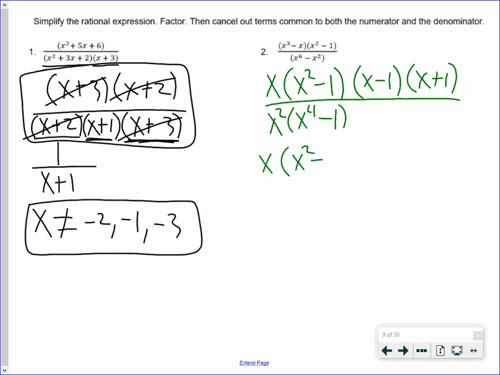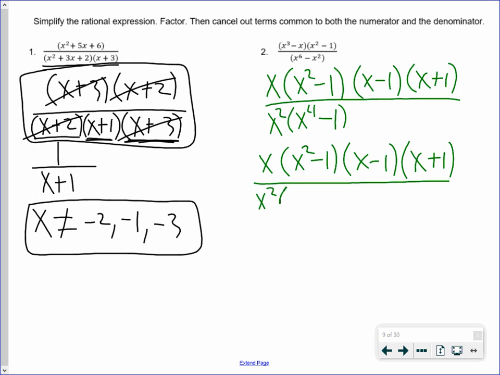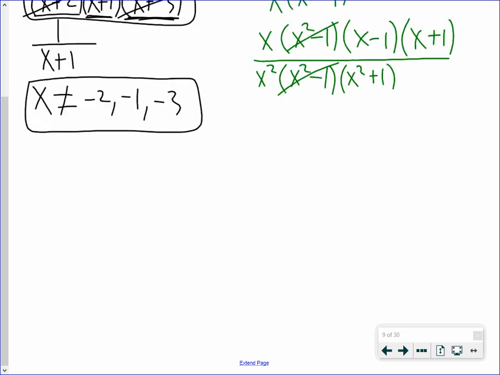I'm just going to rewrite the x squared minus 1 for now, and rewrite x minus 1 times x plus 1. And now for the bottom, we'll just rewrite the x squared. And x to the 4th minus 1 factors out into x squared minus 1 times x squared plus 1. So we see this x squared minus 1 on the top and the bottom end up canceling each other out. So I didn't even need to factor out the x squared minus 1 from the top.